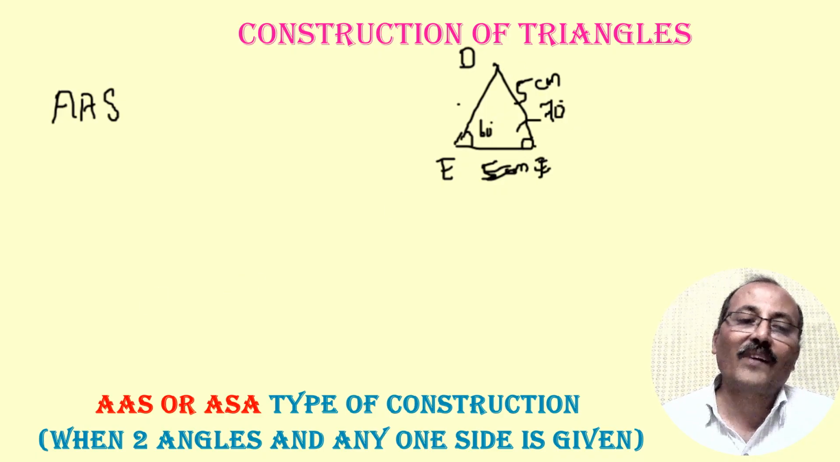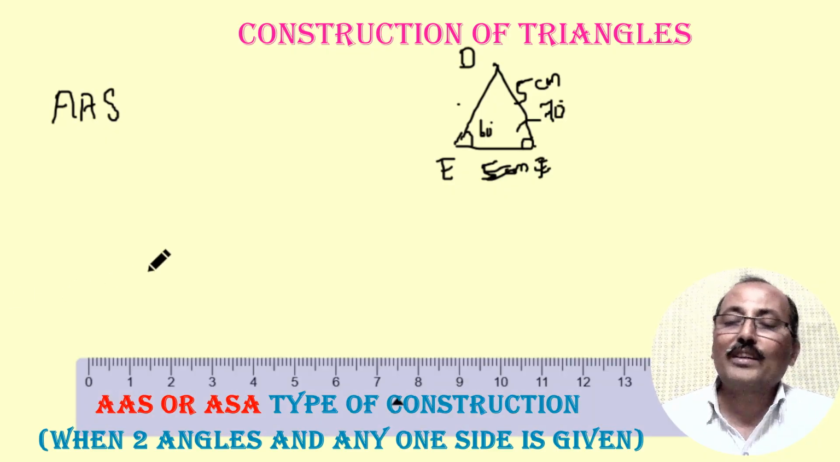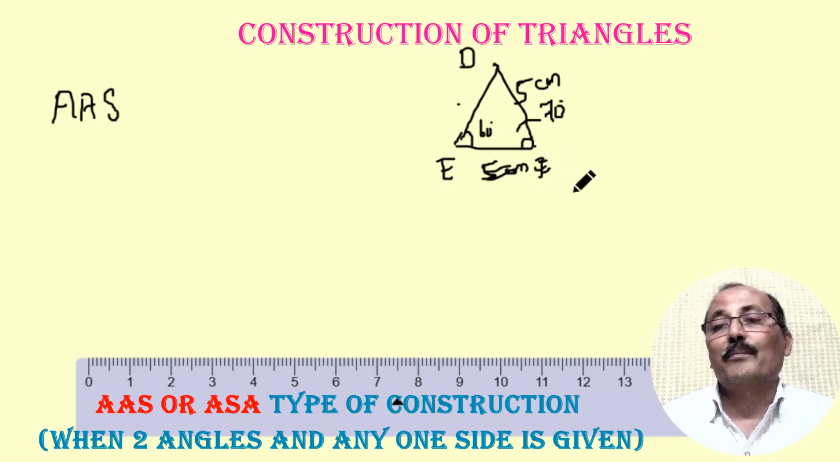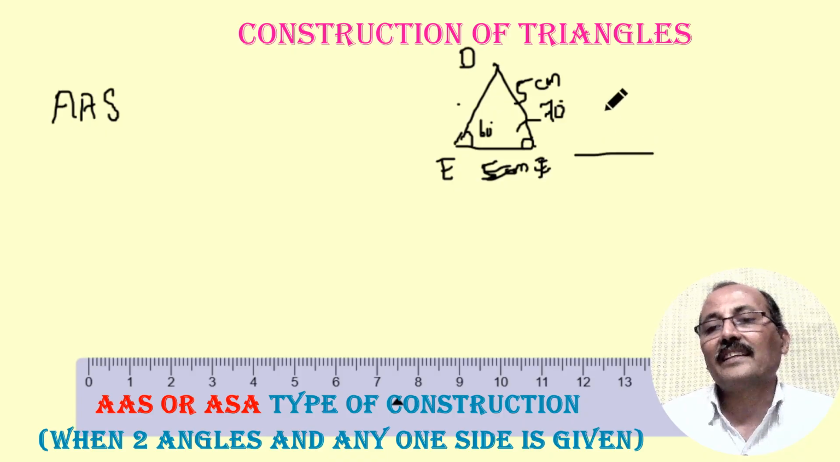So how to draw 5 centimeter this side? Shall we change the paper? Okay, or in the exam better you can change the diagram. This diagram you can change like this. What is that? BC, that means ED.